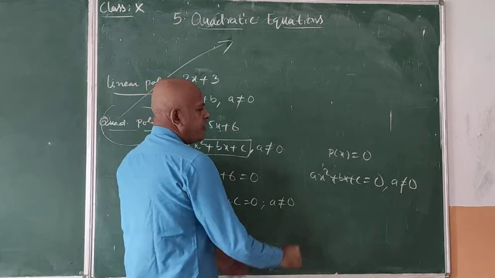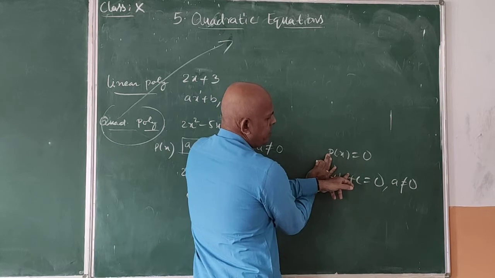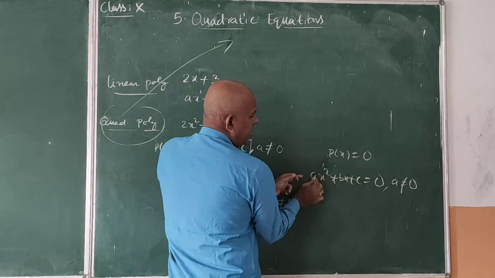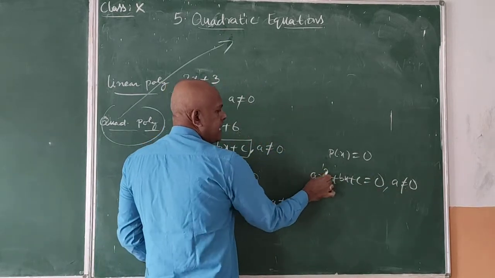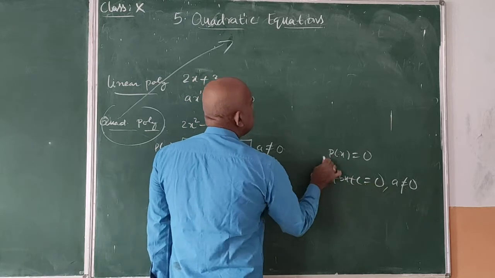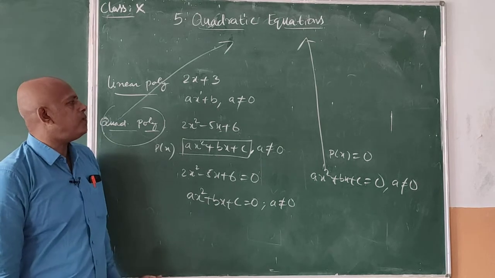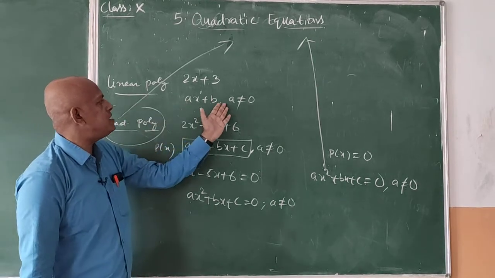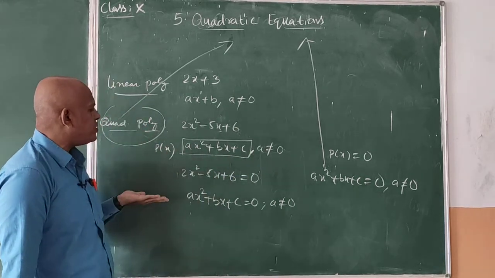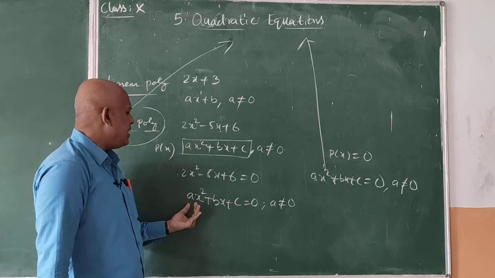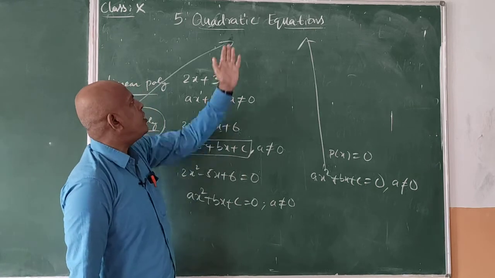Why a is not equal to 0? If a becomes 0, it becomes a linear equation, because its highest degree becomes 1. That's why the leading coefficient a should not be equal to 0. Then ax square plus bx plus c is equal to 0 is the general form of the quadratic equation. So linear polynomial is ax plus b, quadratic polynomial is ax square plus bx plus c. Then what is quadratic equation? If it contains the symbol is equal to, then ax square plus bx plus c is equal to 0, where a is not equal to 0, is called the general form of quadratic equation.